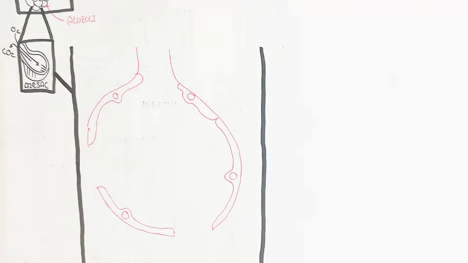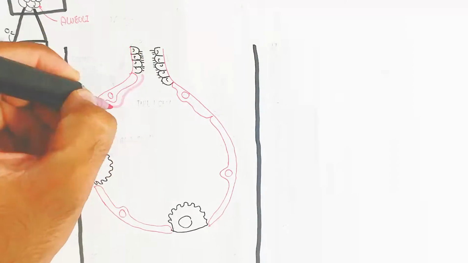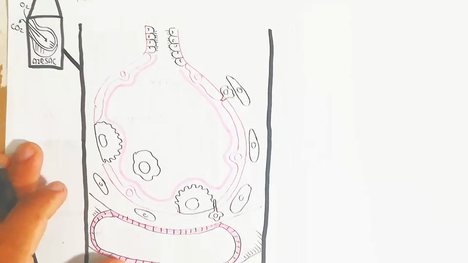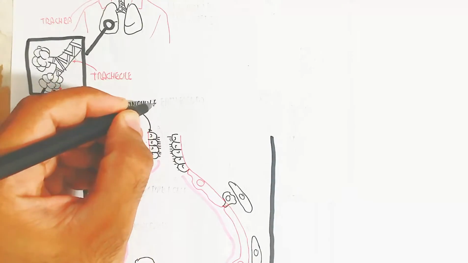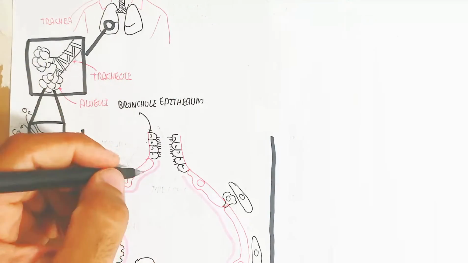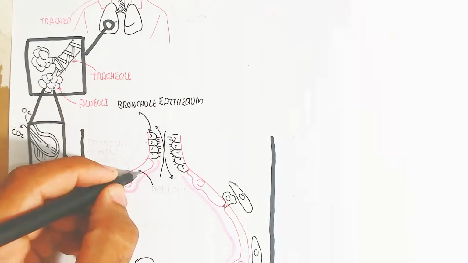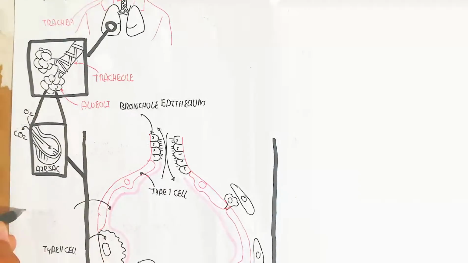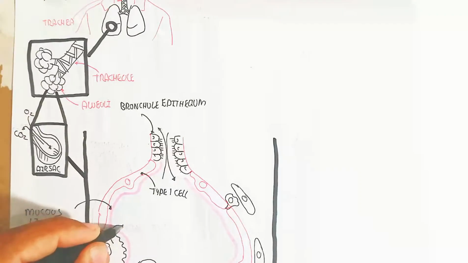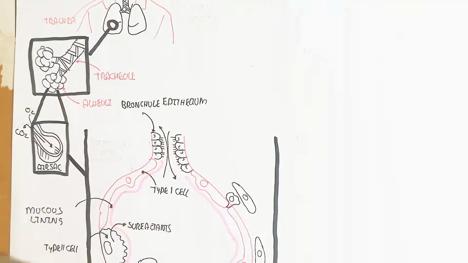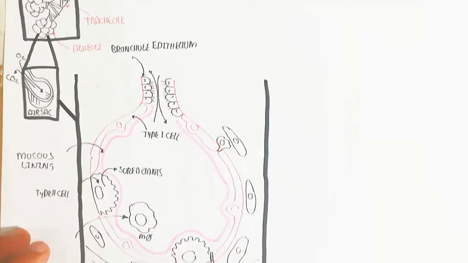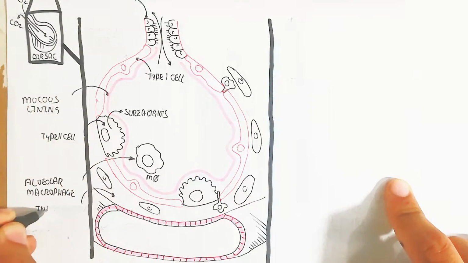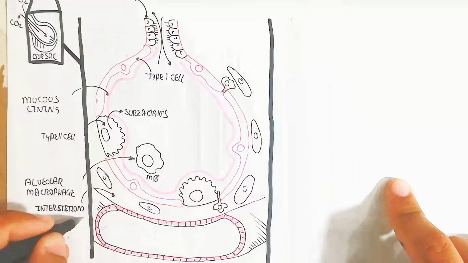This air sac contains the bronchial epithelium, and this black color shows the fibroblast. The fibroblast basically gives nourishment to the air sac. And this is the type 1 cell and the type 2 cell. The type 1 cell is an epithelial cell, and the type 2 cell also is, but it produces surfactant, a mucus lining. So this is the alveolar macrophage.